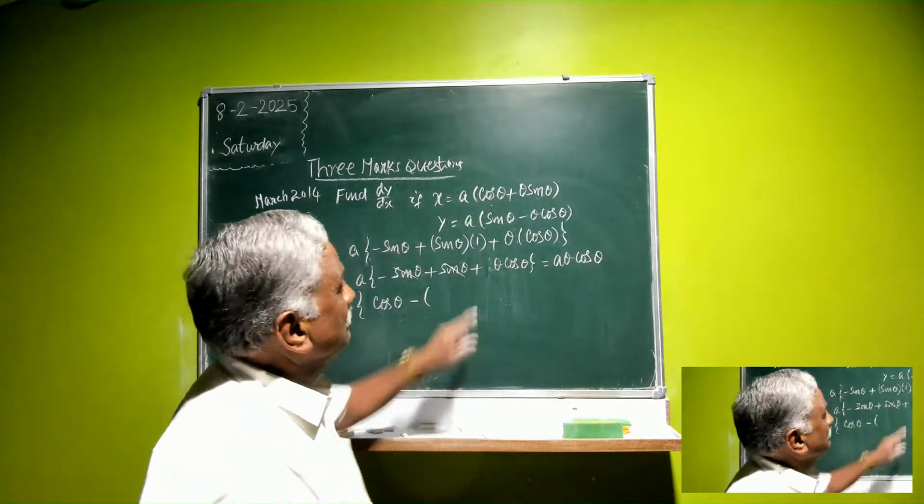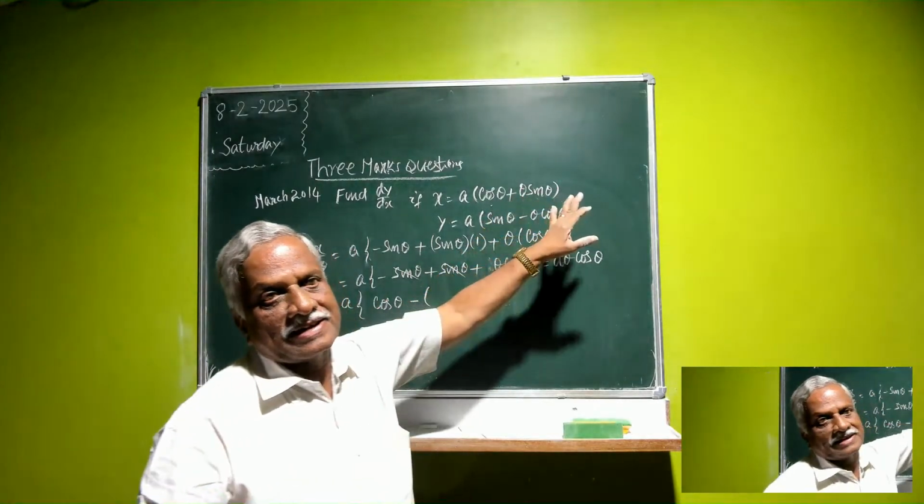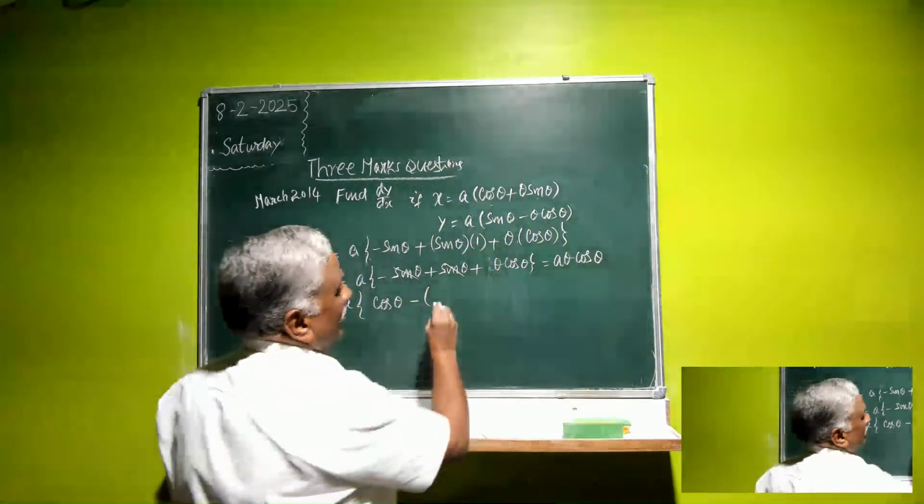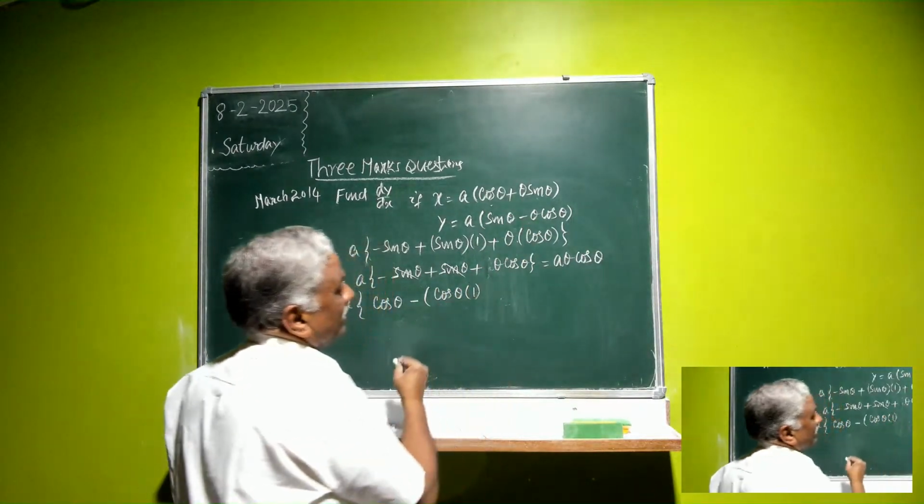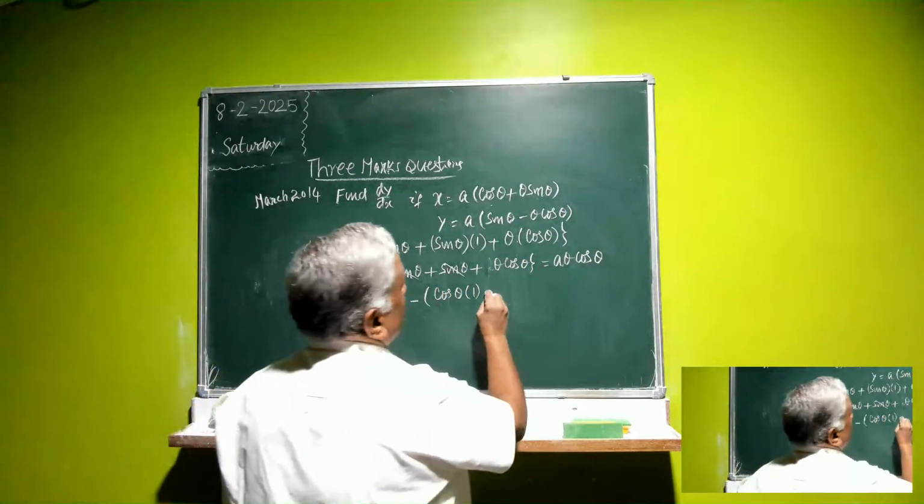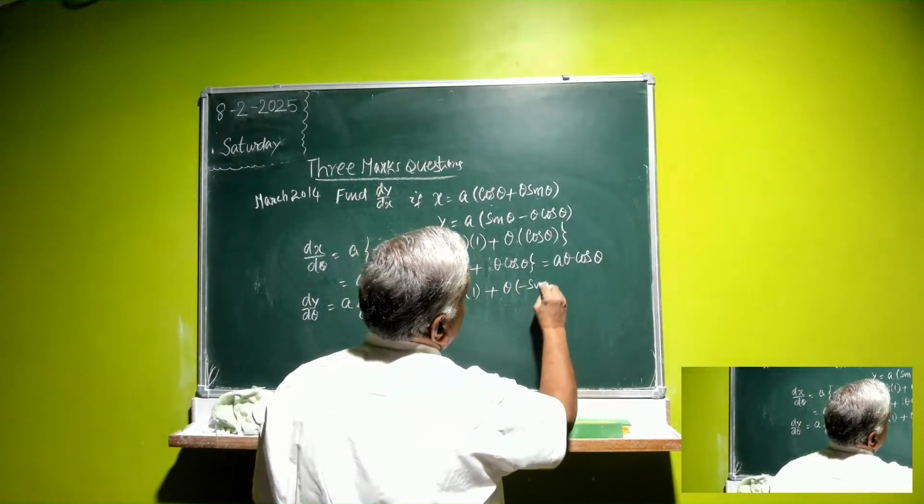So now here, you differentiate theta cos theta. It is the same as theta sin theta, product rule. I keep cos theta as it is. Differentiate theta, I get 1. Then I keep theta as it is. Differentiate cos theta, I get minus sin theta.